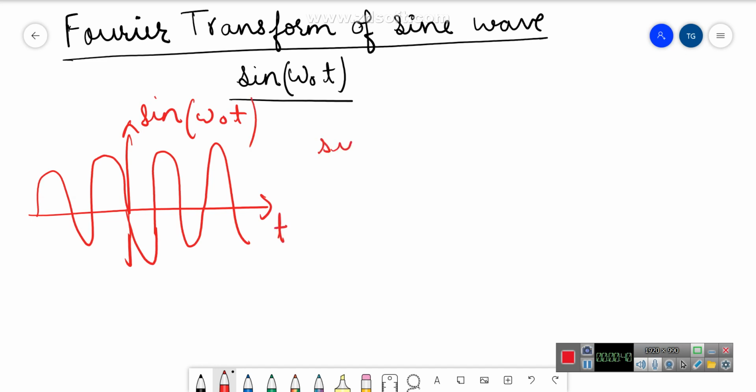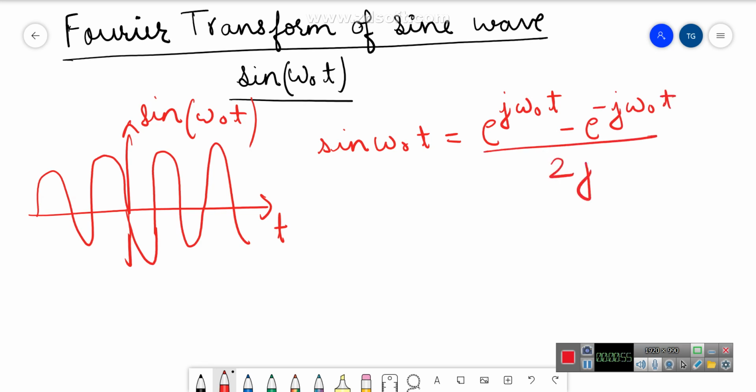And we know how a sine can be expressed in its exponential form, that is sine omega naught t is equal to e to the power j omega naught t minus e to the power minus j omega naught t by 2j.